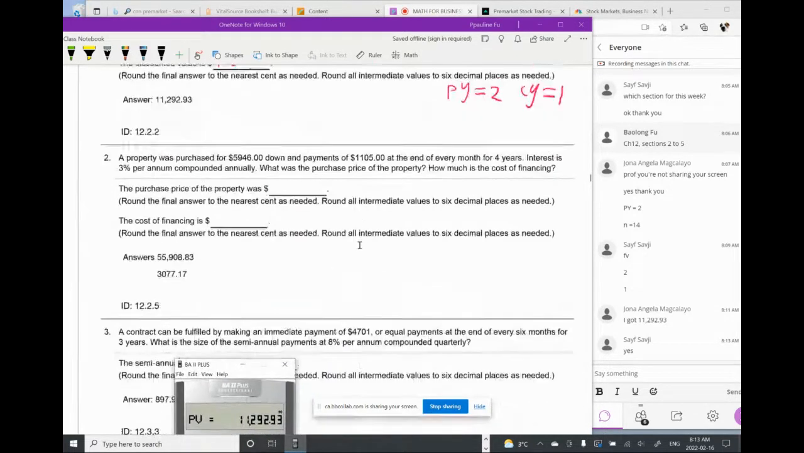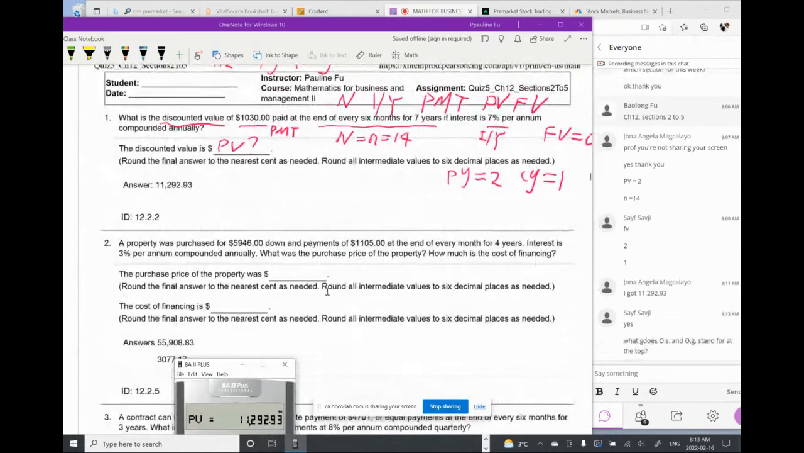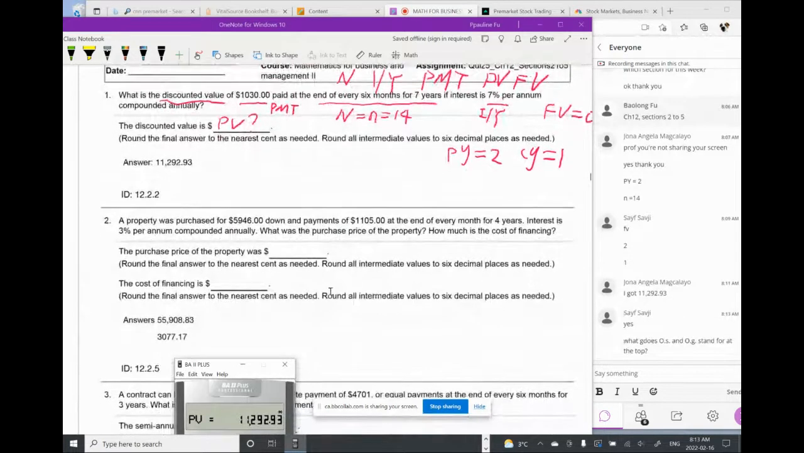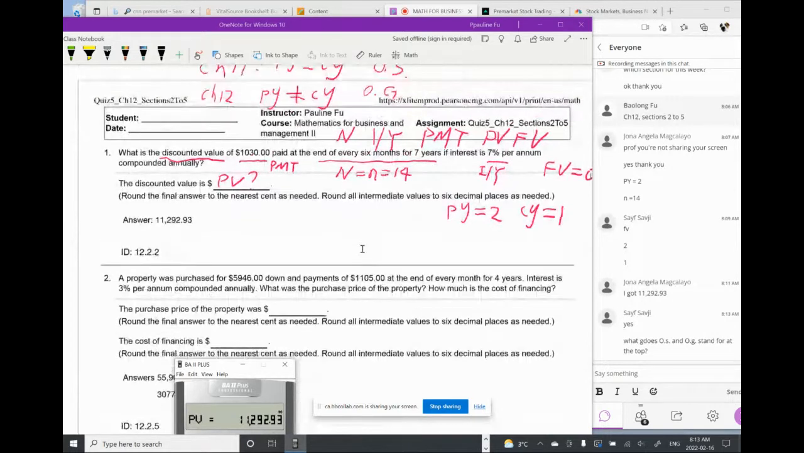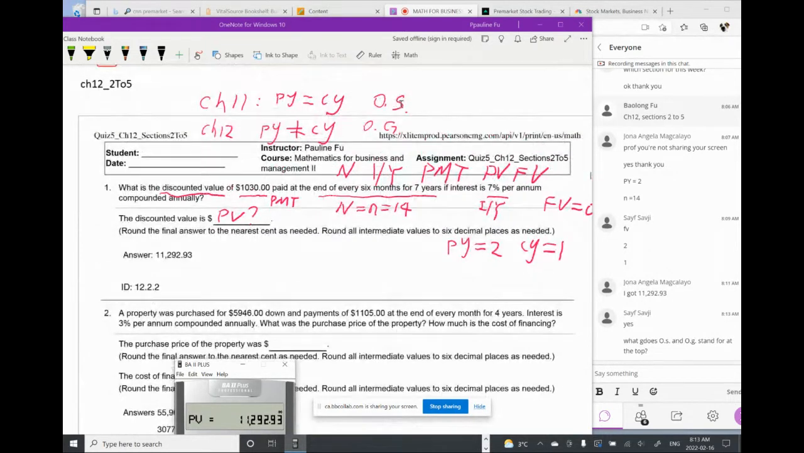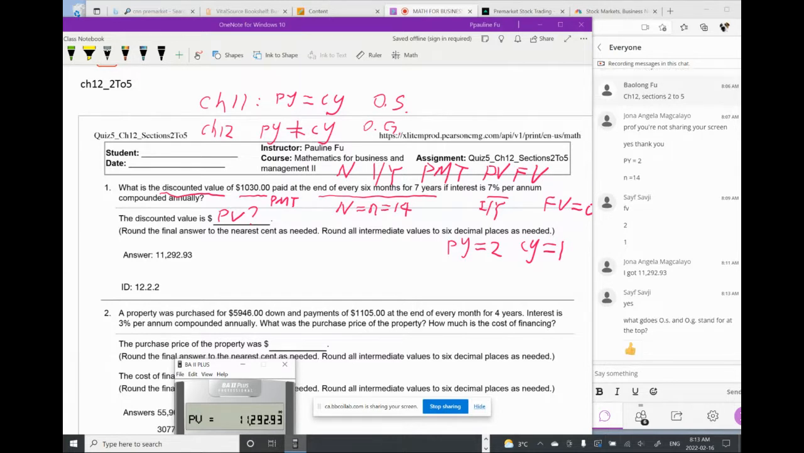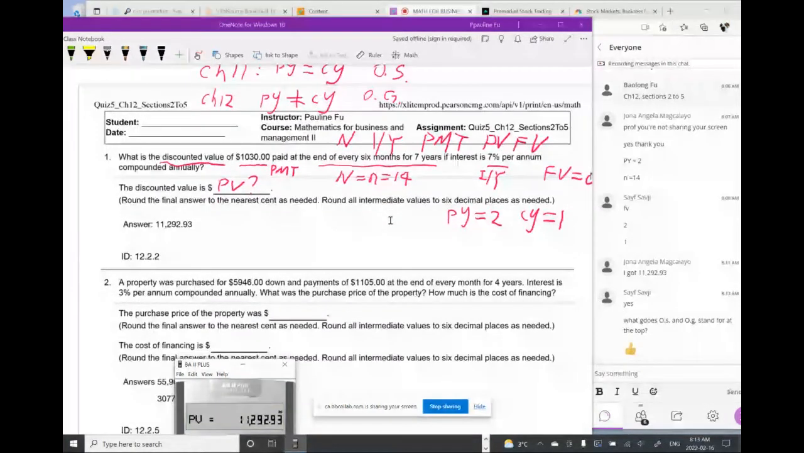Question 2. Maybe I will leave question 1 open in case you have some questions. What does OG stand for? OS, ordinary simple annuity. Ordinary simple annuity. OG, ordinary general annuity. So chapter 11 is ordinary simple annuity. Chapter 12, ordinary general annuity. Thank you for asking, Safi. Okay, question 2.